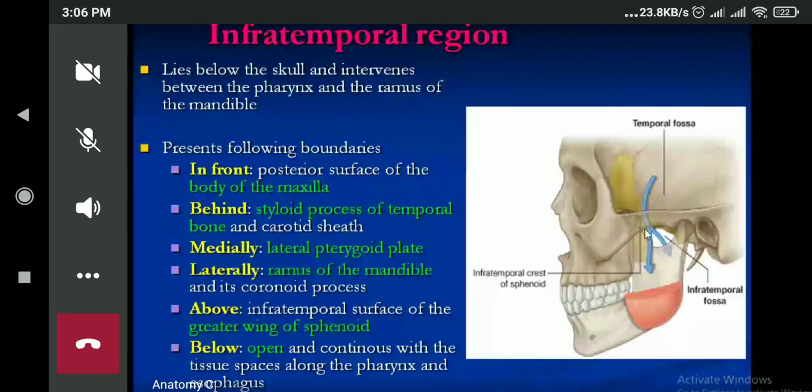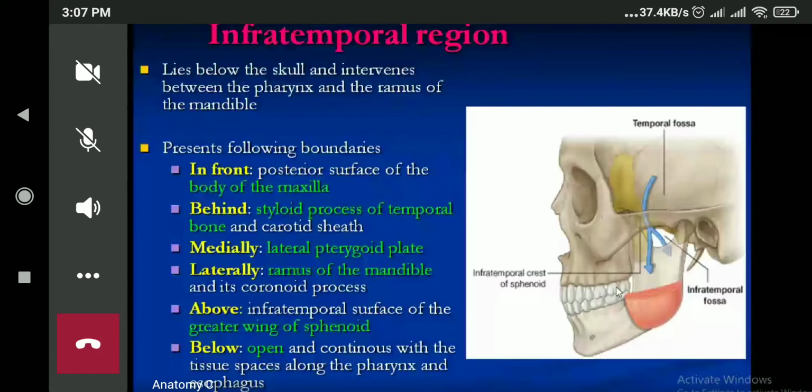Now, above, it will communicate with the temporal fossa through a gap present between the zygomatic arch and the side of the skull. And next one is below. Below, it is open. It will continue with the space present around the pharynx and the esophagus. This one is also a kind of revision for you because I've already told all those things in the bone class. So this is the infratemporal region.